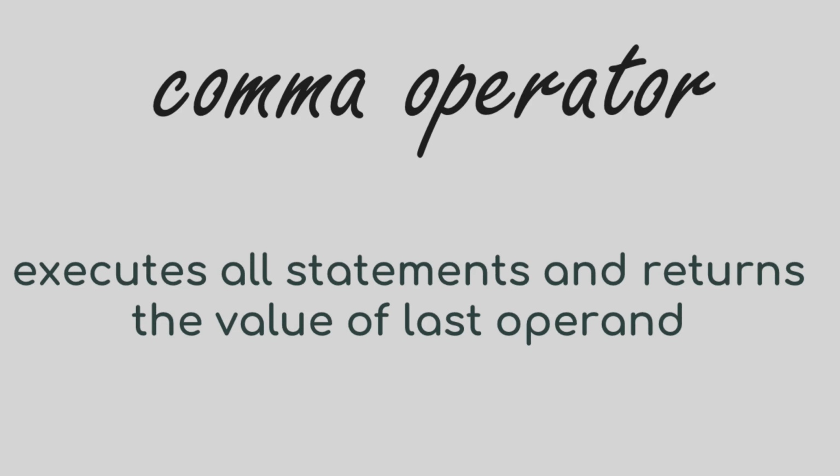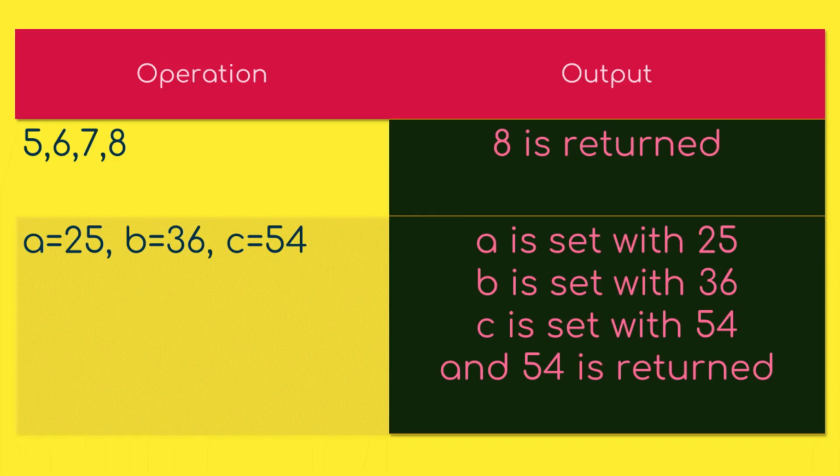The comma operator is indicated by a comma. Generally, this executes all statements and returns the value of the last operand. Let's see some examples of the comma operator. In the first example, 8 is returned as it is the last value. In the second example, all three operands A, B and C are set with their corresponding values, and 54 will be returned as an output as it is the value of the last operand C.